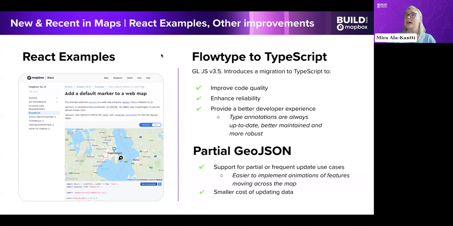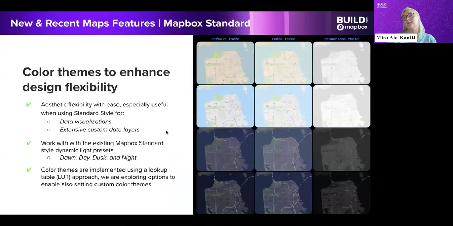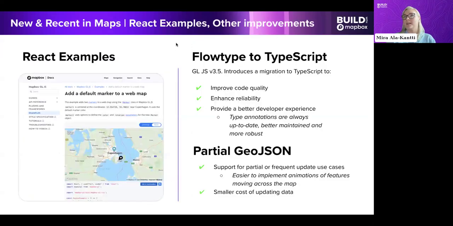And then we have our Flow to TypeScript migration that we released in 3.5. And we've seen a lot of adoption, a lot of investment from the TypeScript side. With this migration, what we're hoping to achieve is to improve our code quality and reliability, as well as provide you, our customers, with a better developer experience through type annotations that are always up to date, maintained by us, and robust.